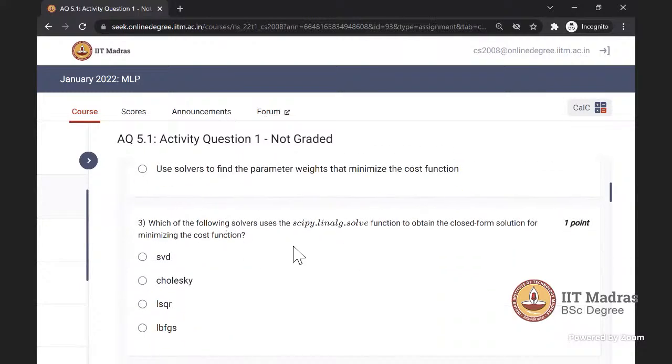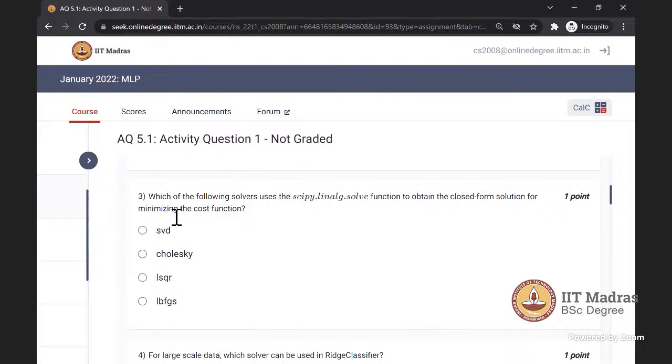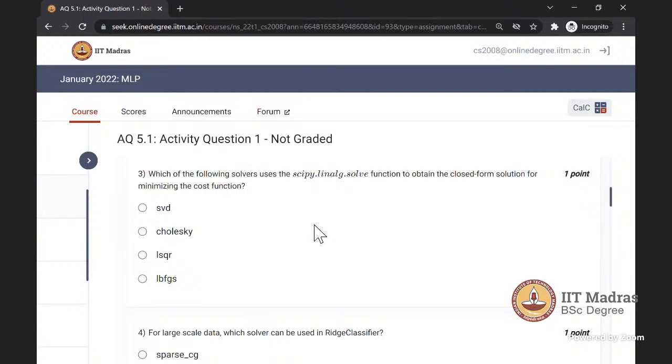Which of the following solvers uses SciPy linear algebra solve function to obtain a closed form solution of minimizing the cost function? I think this is something which is mentioned in the lecture video. Can anybody tell me which one is that? Yeah, it's Cholesky. But this type of question may come in the in-term exam because it's very difficult to remember all this. Yeah, I agree with you. So they can come, yes.